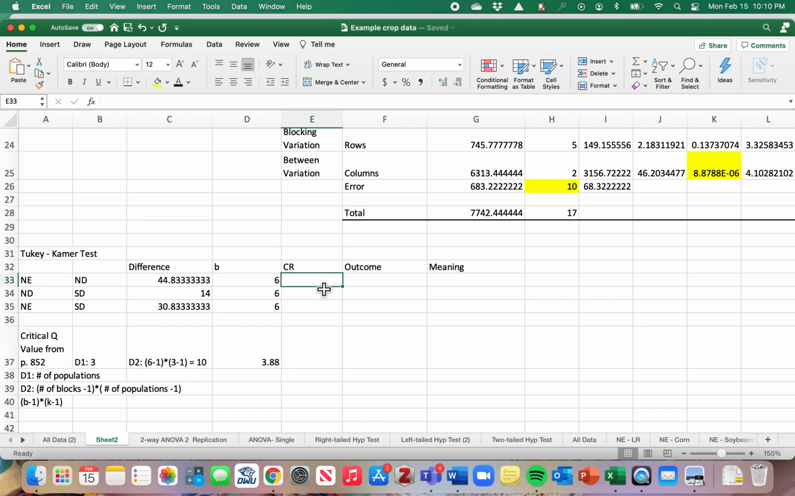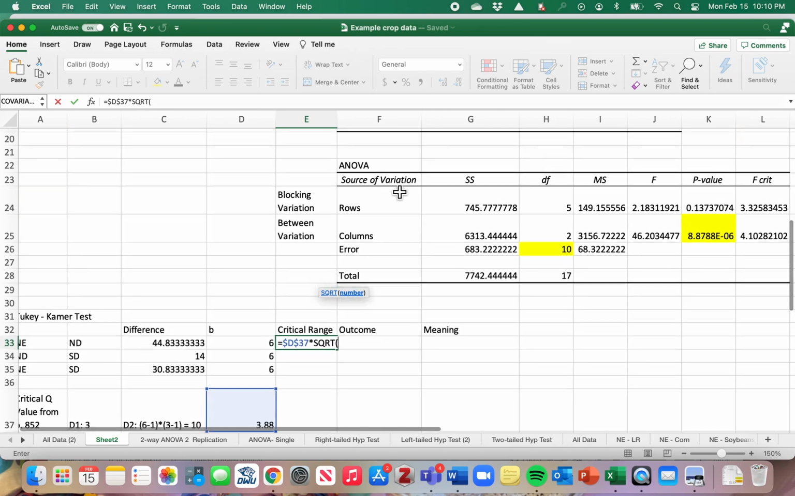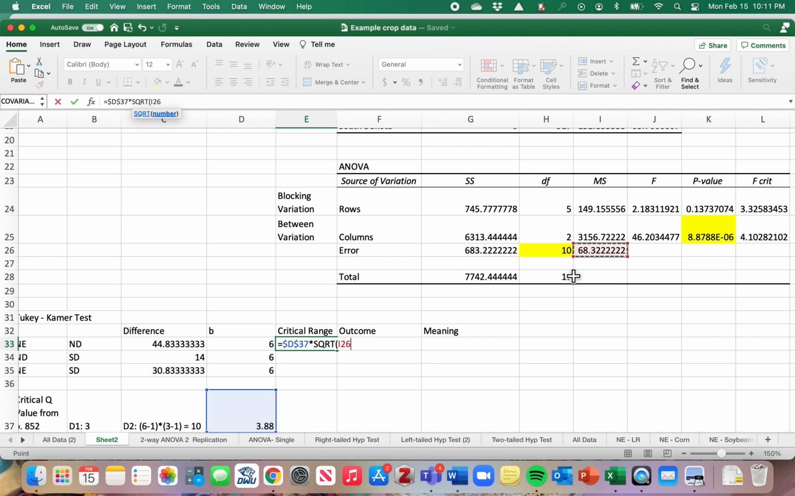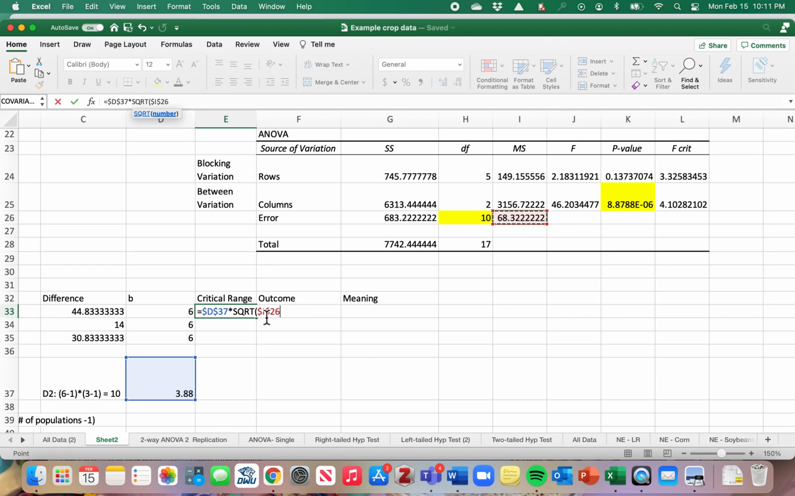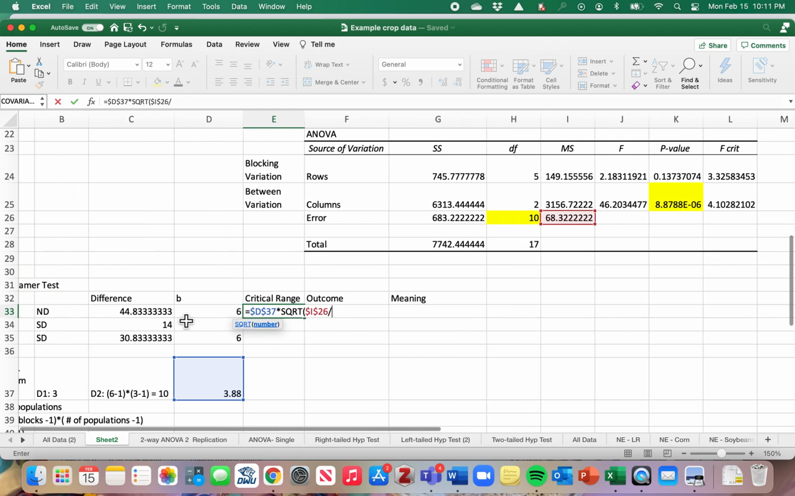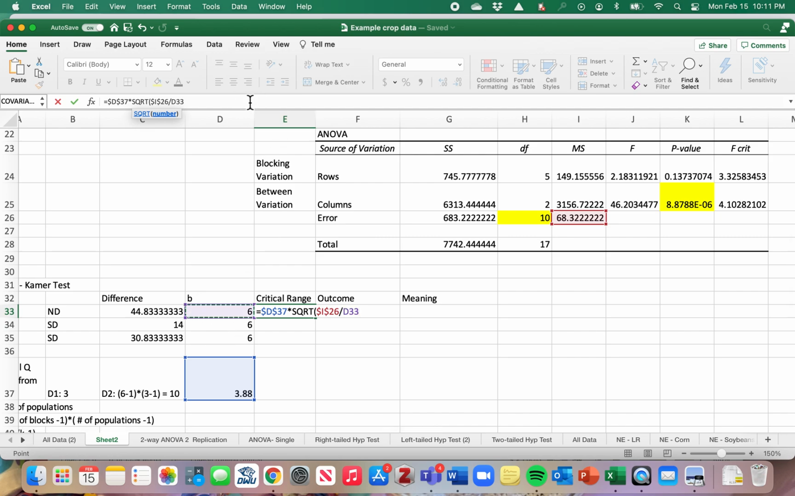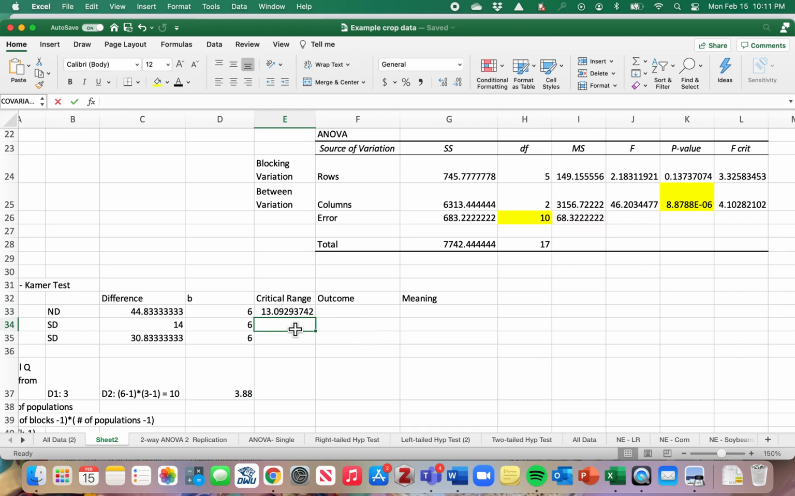So now to figure out our critical range, I'll type this in. We need to take our Q value, and we want to absolute reference that because we don't want it to change, and multiply that by the square root of our mean square error, which here's our error term, here's our mean square. So our mean square error, and again we want to absolute reference that. You can see I26 with the dollar signs, divided by our number of blocks, which is 6. Then we close it up, hit return, and we get our critical range is 13.09. Fill that down and it should be the same because our number of blocks isn't changing for any of them.